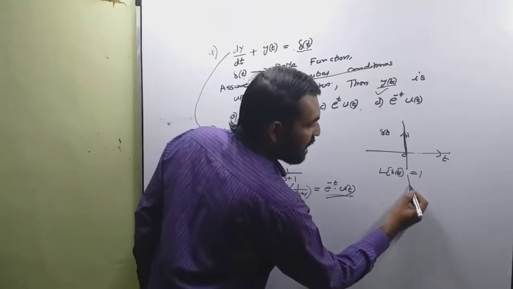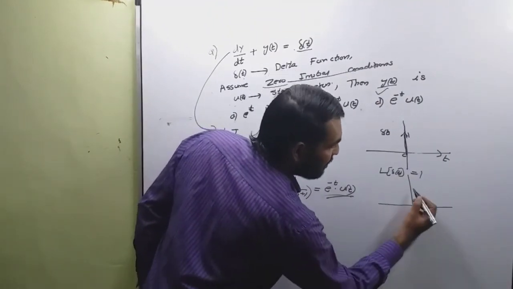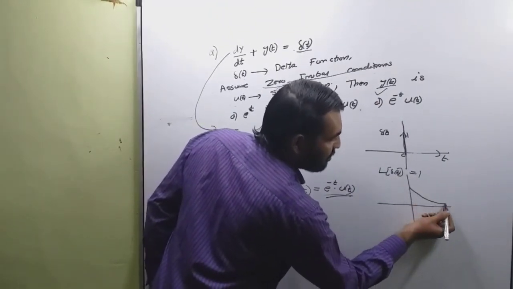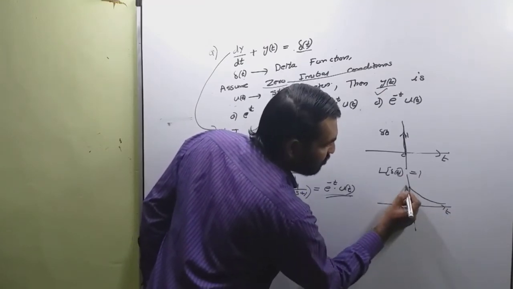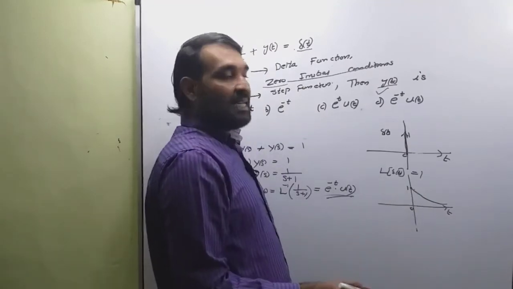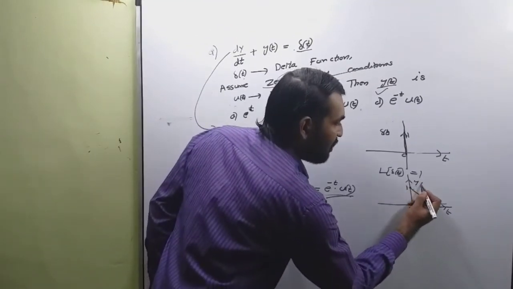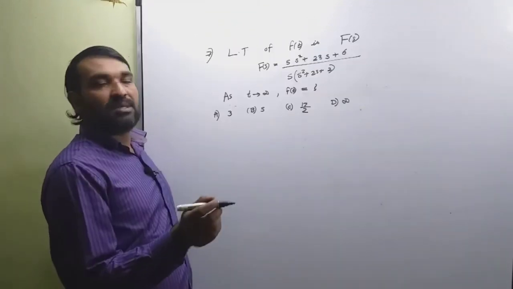This response can be represented by the signal. That is, this is t, 0, the peak value is 1, and it is an exponentially decaying signal. This is our y(t). So this is a simple question.